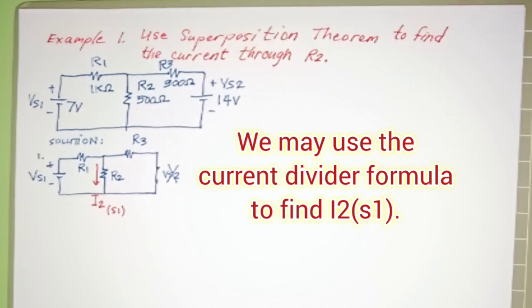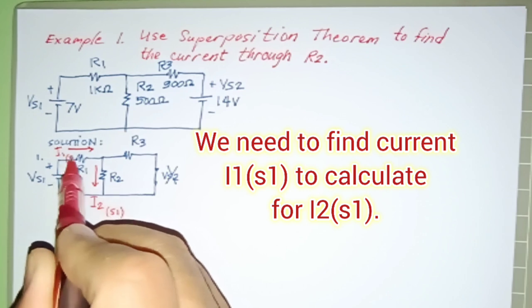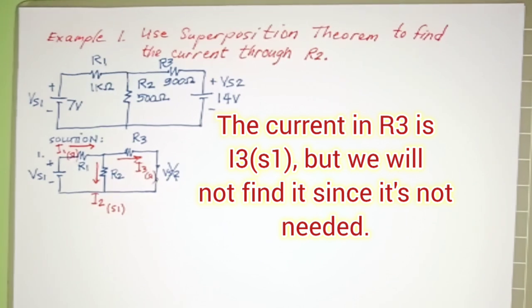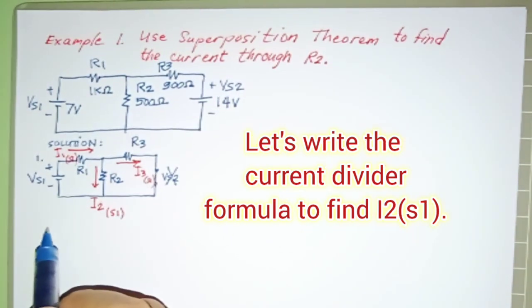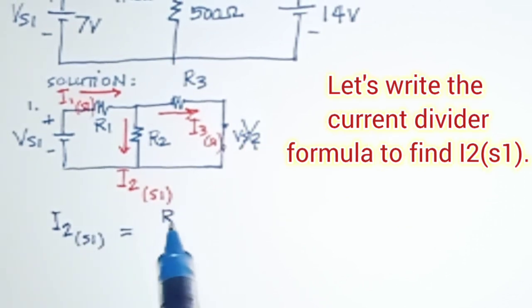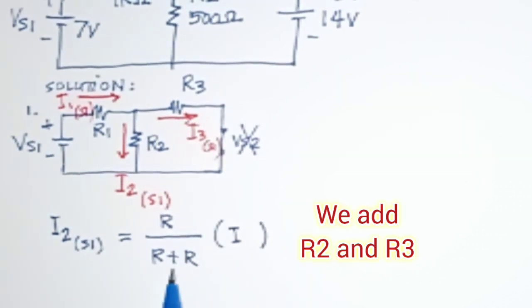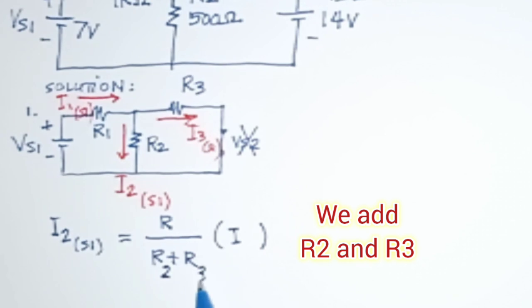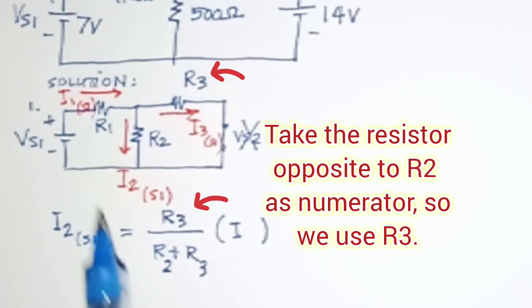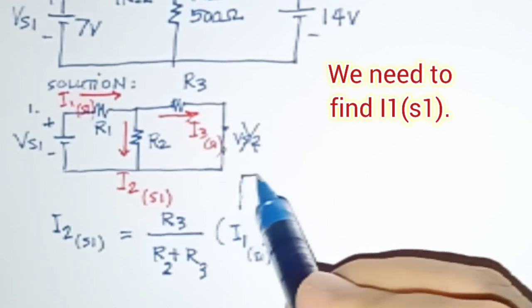Let's call it I2S1. We may use the current divider formula to find I2S1. We need to find current I1S1 to calculate for I2S1, and the current in R3 is I3S1, but we will not find it since it's not given yet. Let's write the current divider formula to find the I2S1. So the formula will be R over R plus R multiplied with I, and we need R2 and R3 here because they are parallel, and the opposite resistor to R2 is R3. And we will multiply the current I1 with respect to S1.